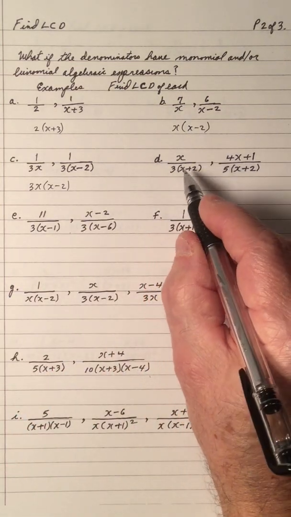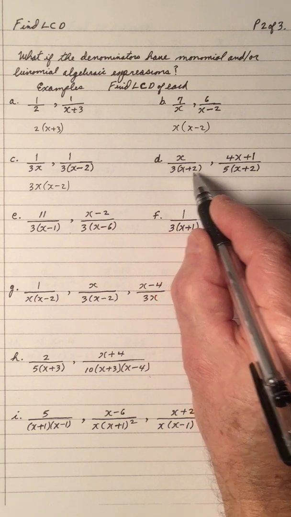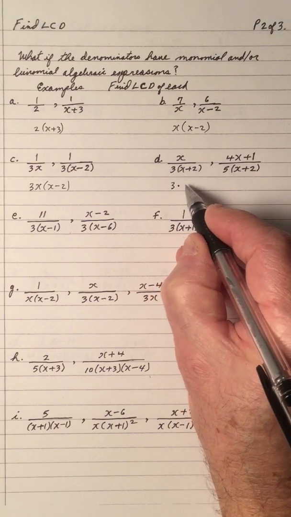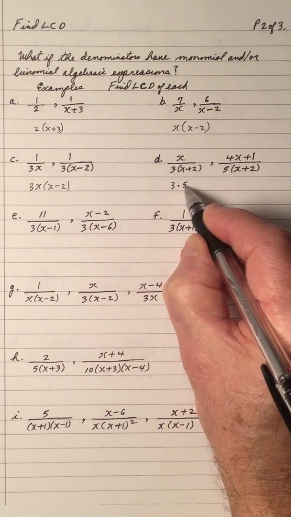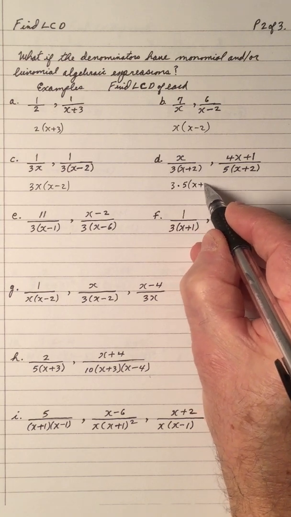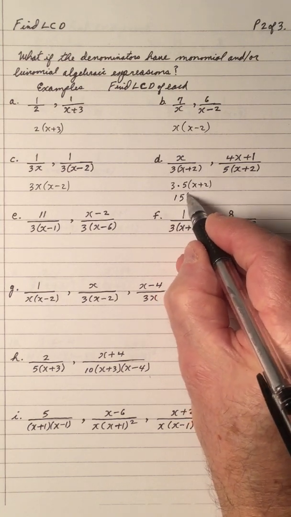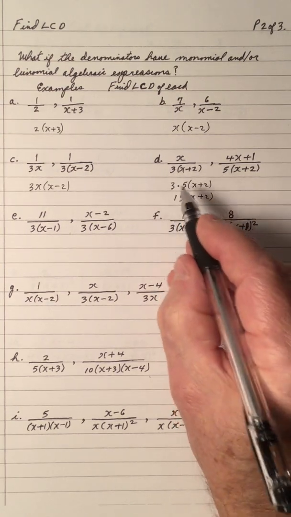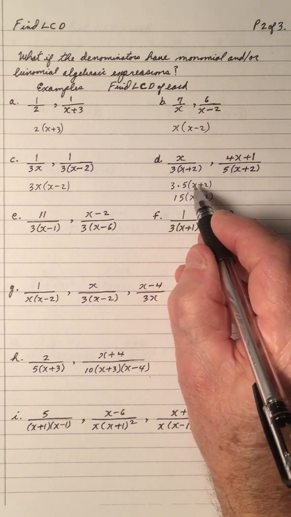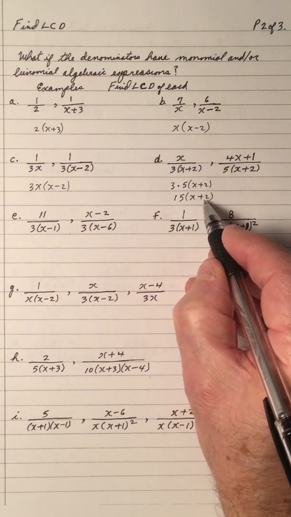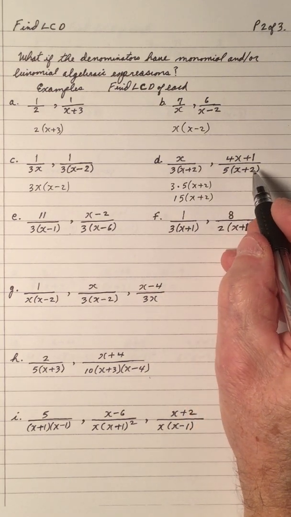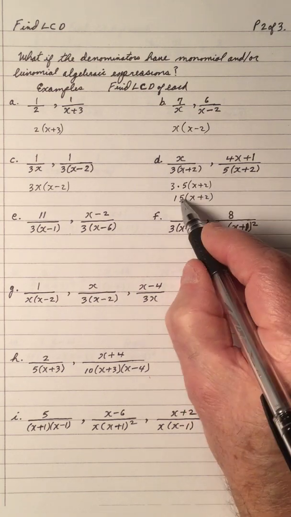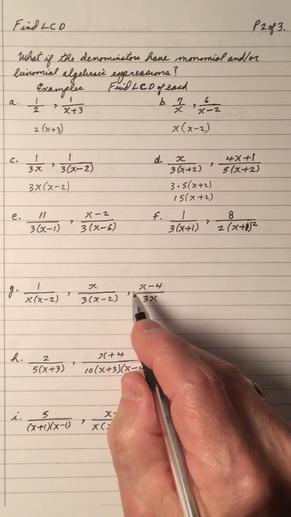And we look at D. We got denominators of 3 times x plus 2 and 5 times x plus 2. We got to have a 3. We have to have a 5. And we have to have an x plus 2. So the LCD is 15 times x plus 2. So a common denominator for 3 and 5 is 15. So I have to have a 3, I have to have a 5, and I have to have an x plus 2. So 15 times x plus 2 is the LCD. 3 is in 15, x plus 2 is right here. 5 is in 15, x plus 2 is right there.